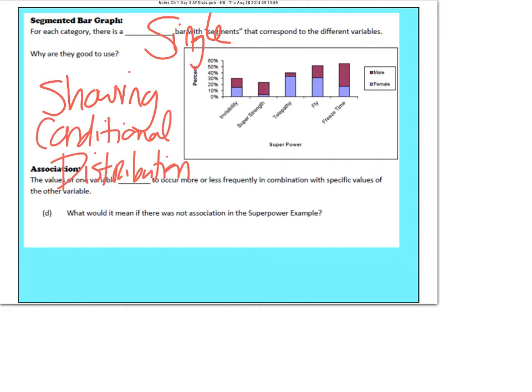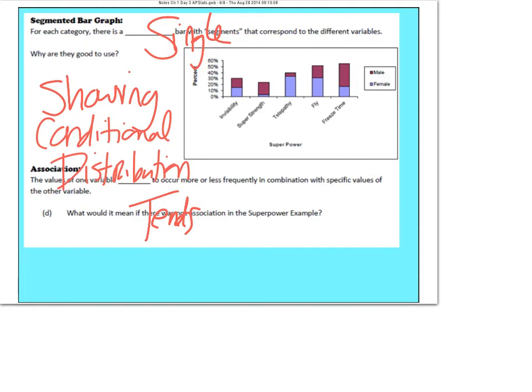All right, let's talk association. Association means the values of one variable tend to occur more or less frequently in combination with specific values of the other variable. So if one variable changes, is that going to cause another one to be impacted and change? They kind of move together. They are associated by that.